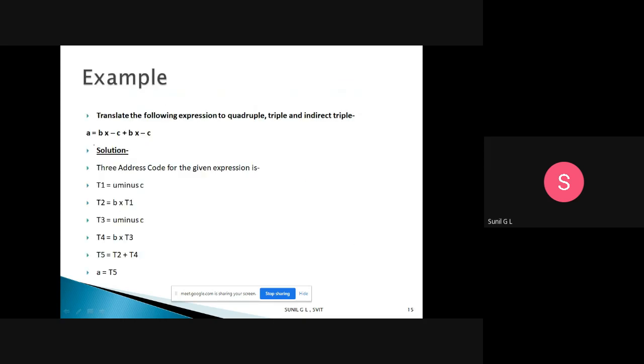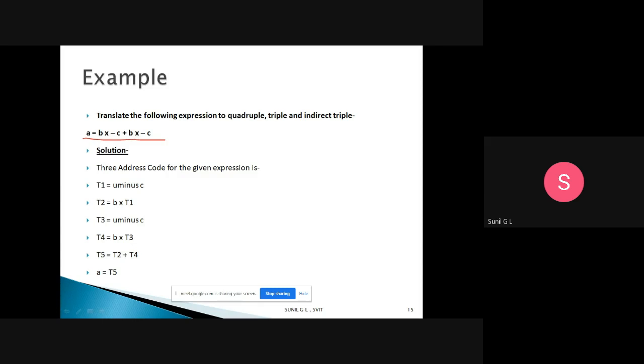Okay, so in exams they may ask: translate the following expression to quadruples, triples, and indirect triples. This is the expression they have given: A is equal to B into minus C plus B into minus C. Here, this is not in triple address code form, so we need to convert it first.